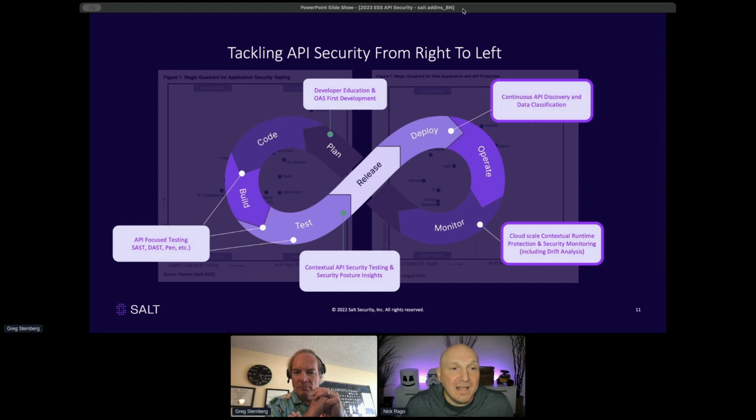And now in terms of microservices, it's done in a way that assumes that there is going to be someone who's going to try to misuse whatever they're developing. Spec first development is another big piece of it. Adding API focused SaaS, DaaS, pen testing is important.